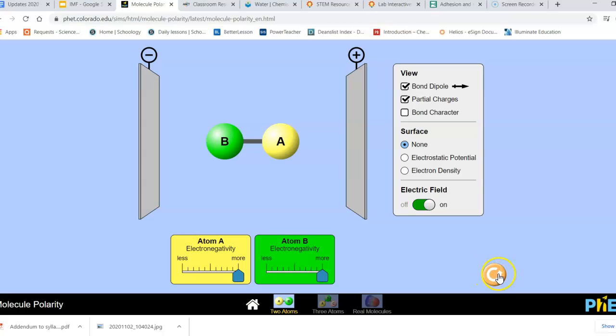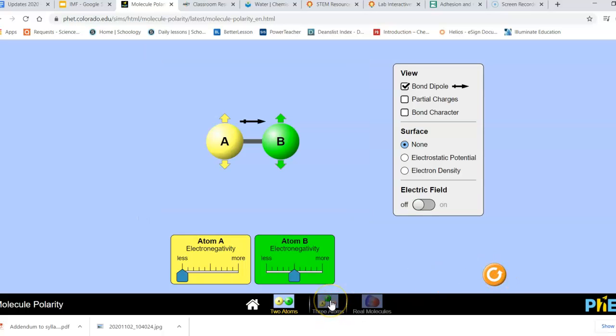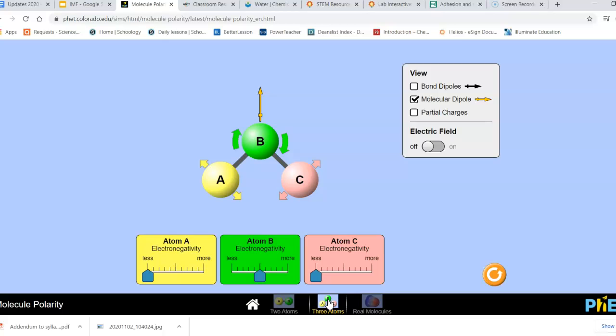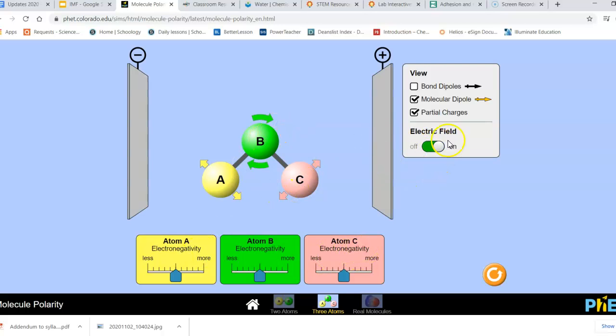All right, so then let's take into consideration shape. I'm going to make them all the same for now. So I made them all the same electronegativity. I'm going to put partial charges. That should be none because they have the same electronegativity. I'm also going to bring back the electric field. Again, I can move them around, and nothing happens to them.